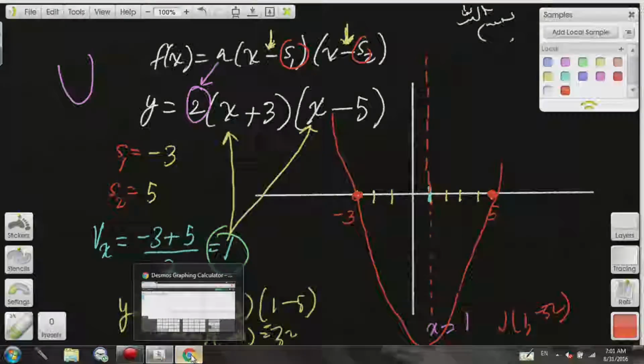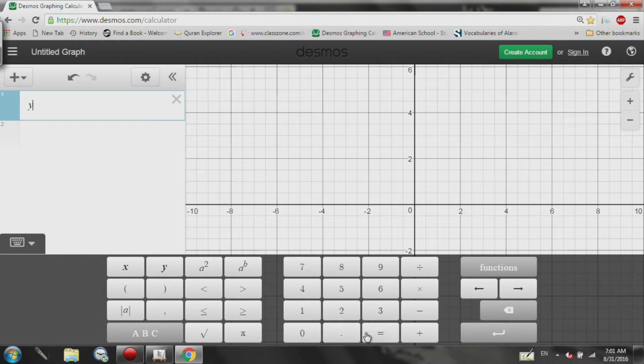Let's draw this out. Let's see. So y equals 2 times x plus 3 times the quantity x minus 5.